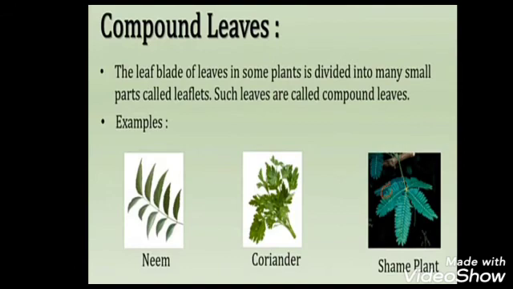Compound leaves. The leaf blade of leaves in some plants is divided into many small parts called leaflets. Such leaves are called compound leaves. For example, neem, coriander, shame plant, which means touch-me-not plant.